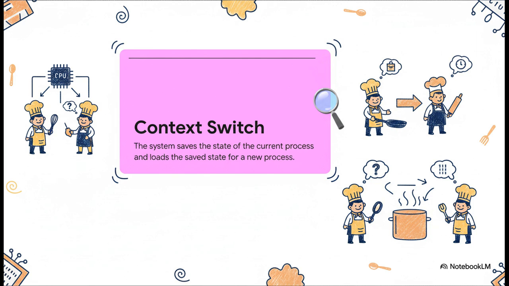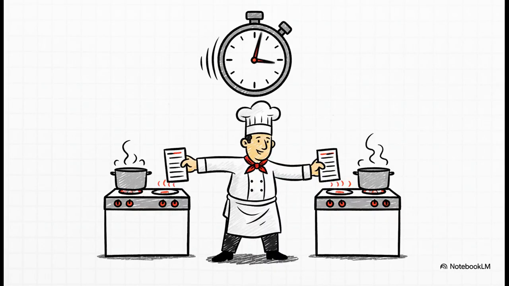The chef instantly saves all their progress on that dish's recipe card, the PCB, grabs another cook's card, gets up to speed in a flash, and starts working on that dish instead. And this happens thousands, even millions of times a second. But, and this is a huge but, there's a catch.